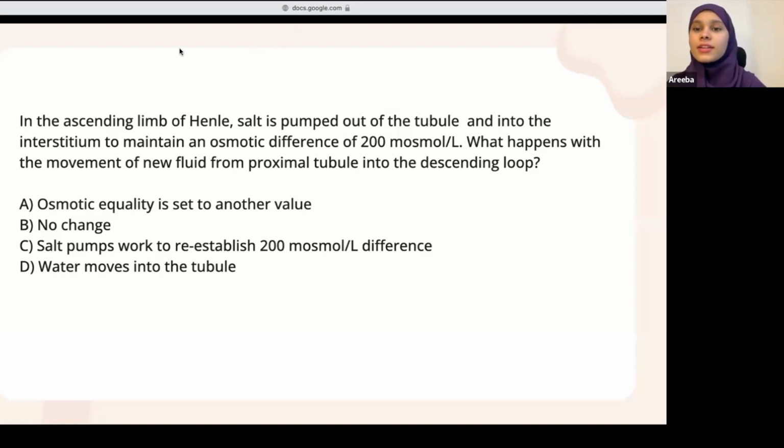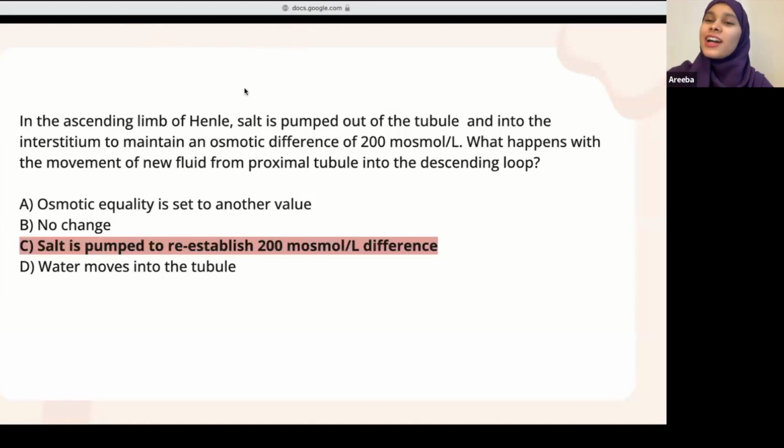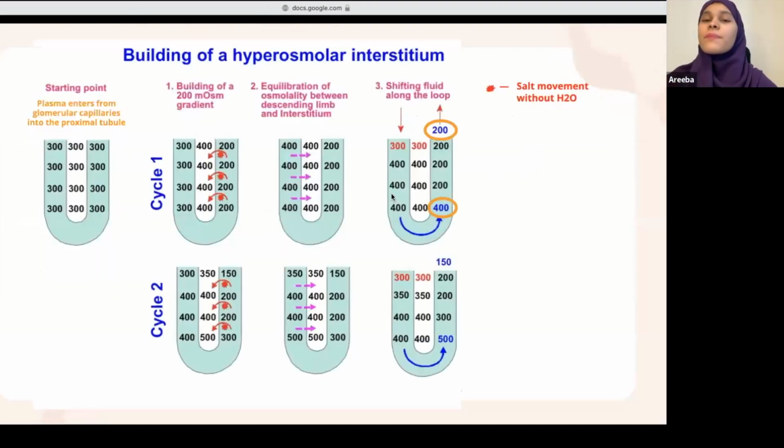Okay, you're saying A. Okay. The answer is actually C. So I think it's the wording that kind of confused, because osmotic equality is not set to another value. So the difference is still going to remain as 200, okay?